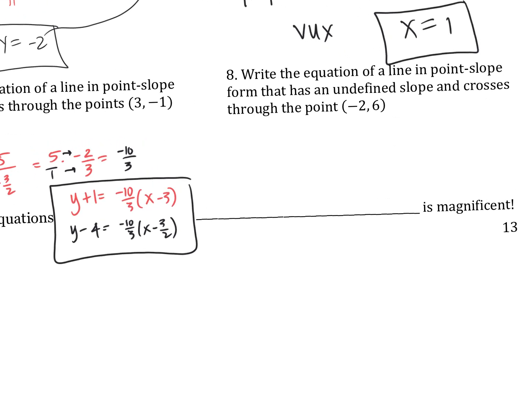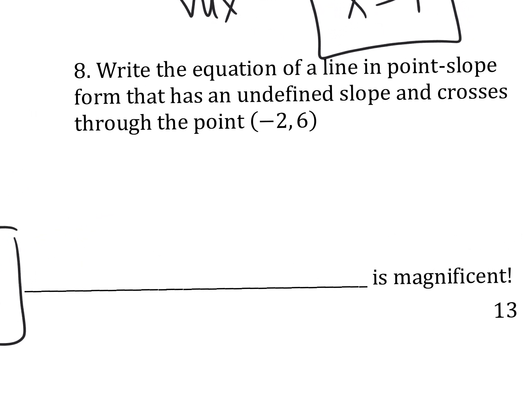Last one. Point slope form. I'm telling you it has an undefined slope. Seeing that, hoy or vux? Vux. If it's got an undefined slope, what's the equation going to be? Because it says write the equation. X equals, what's the x equal in that coordinate? Done.